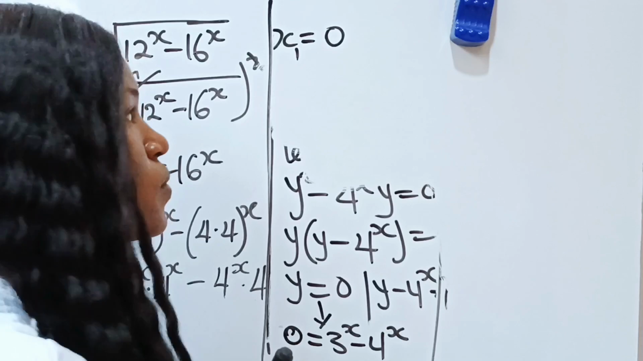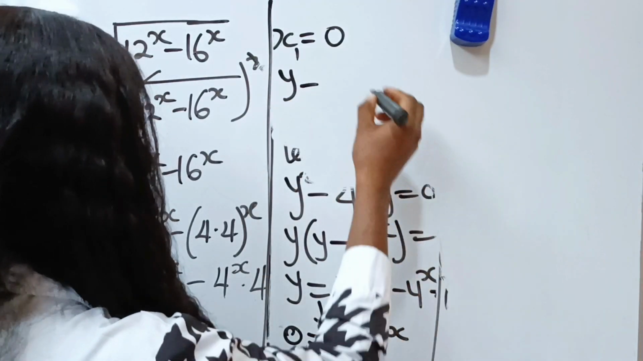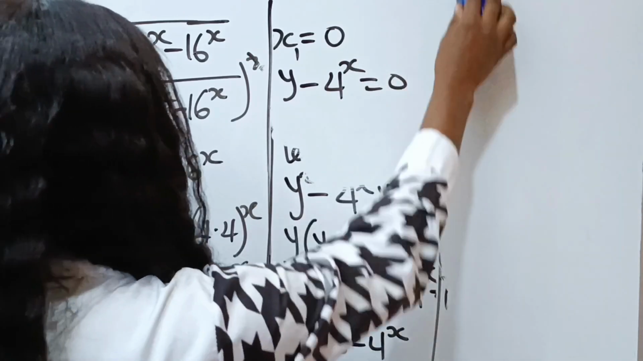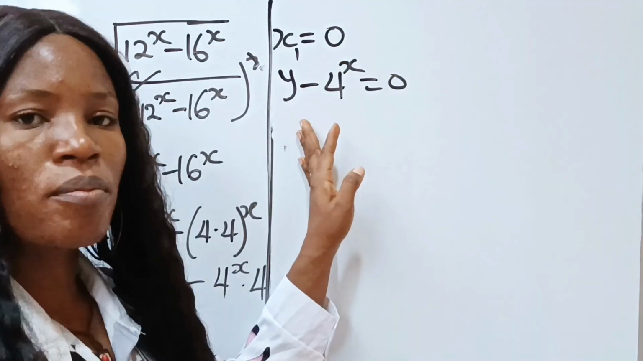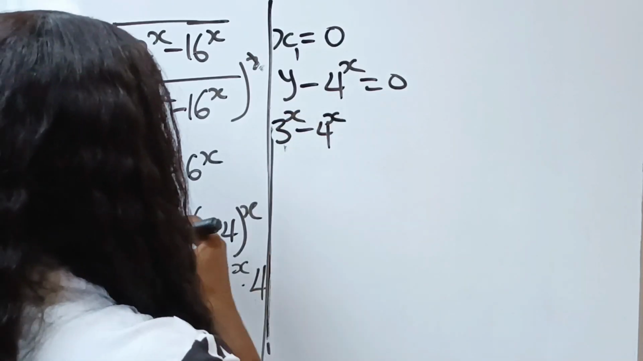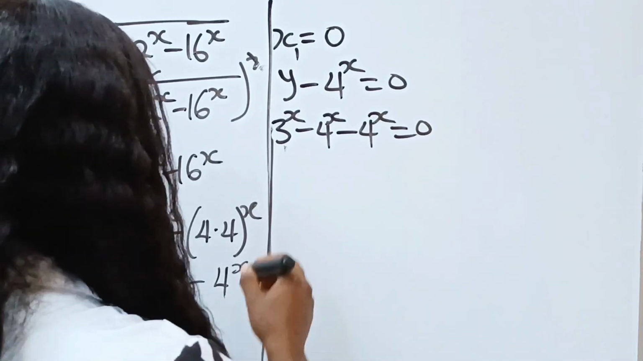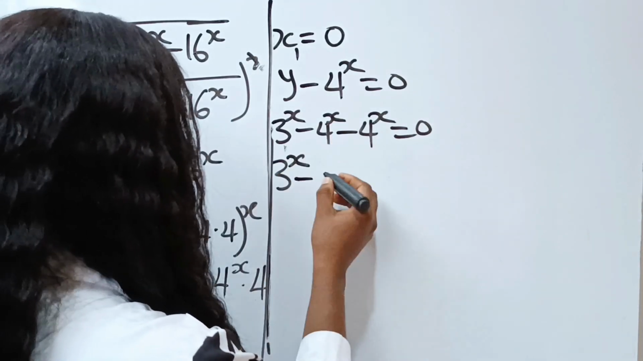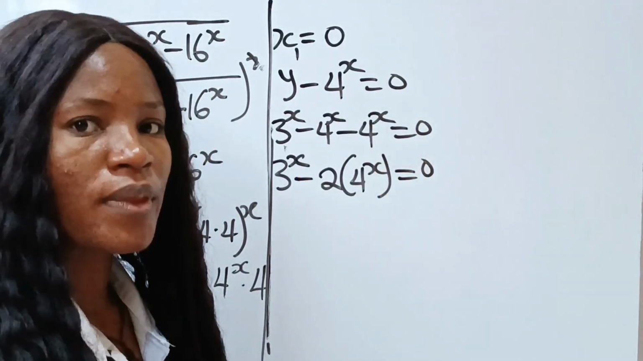Now the second one is where we said that y minus 4 to the power of x is equal to 0. That is this second part. So let's solve it together. From here, our y is 3 to the power of x minus 4 to the power of x. Then minus 4 to the power of x is equal to 0. So we have 3 to the power of x minus 4 to the power of x minus 4 to the power of x is minus 2 bracket 4 to the power of x is equal to 0.